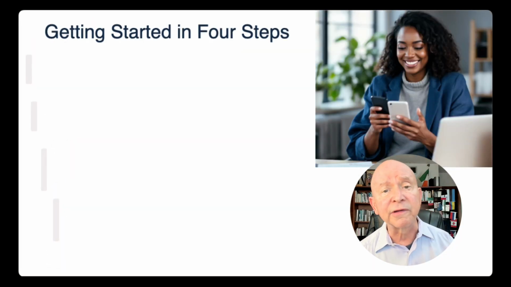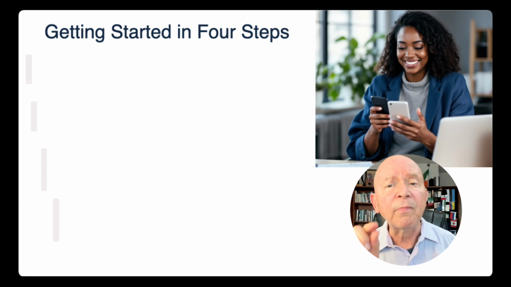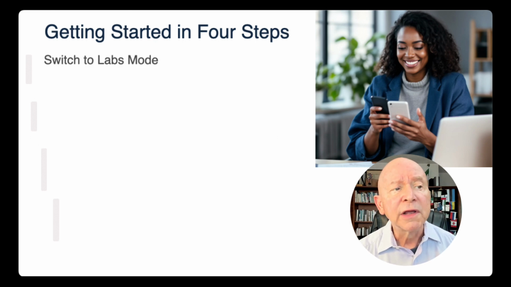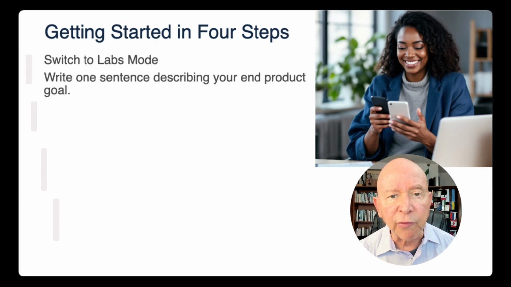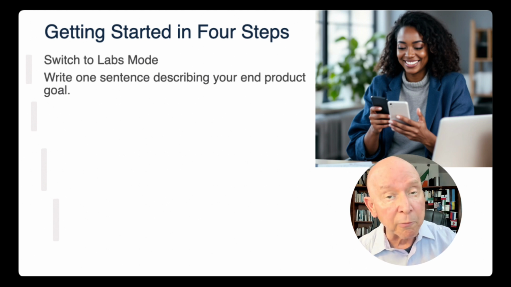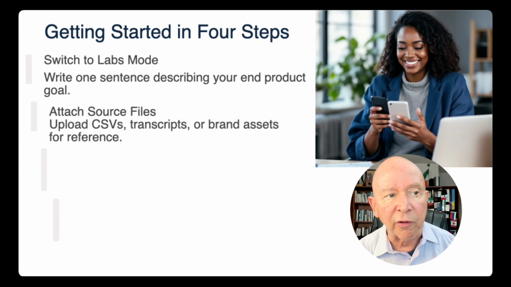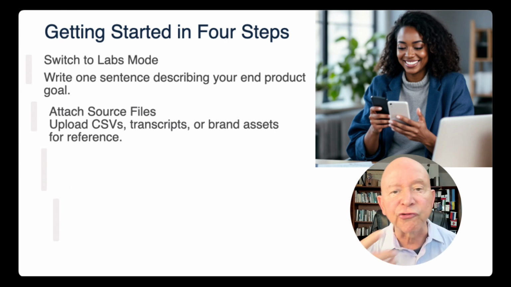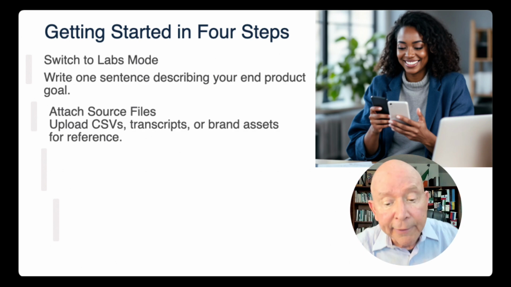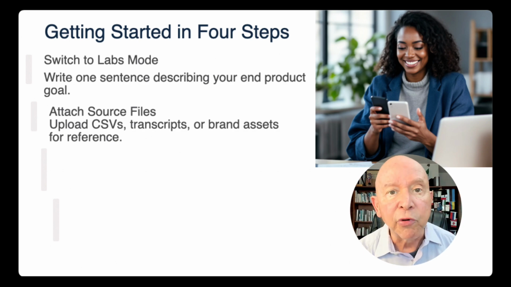So stick around here to the end. Now, here's something that's important. How do you get started on this rascal? Well, you switch over to Labs mode. What you do is you write one sentence describing your product, your end product goal, what you want to do. Just one, that's all, but you can put a lot more in there. That's what I often have done here. And you attach the source files. This is critical. You want to upload your CSVs, your transcripts, brand assets for reference so that it has it. You're just kind of saying, okay, here it is. Take all the stuff I've got, put it in there, and then I want you to munch on it a certain way. That's where Gamma comes in and does a fabulous job of that.